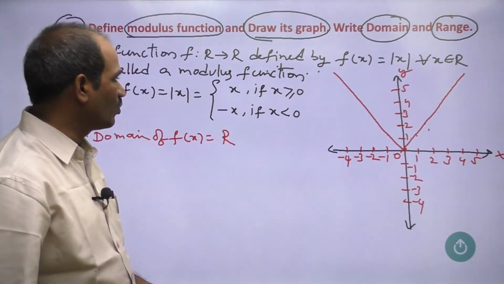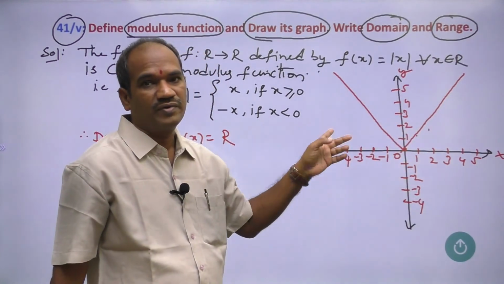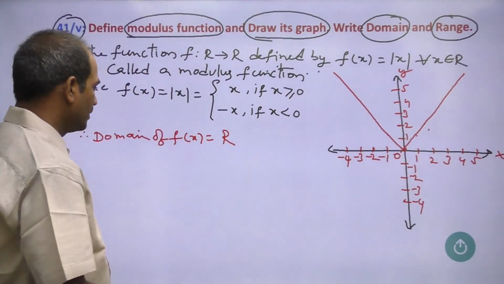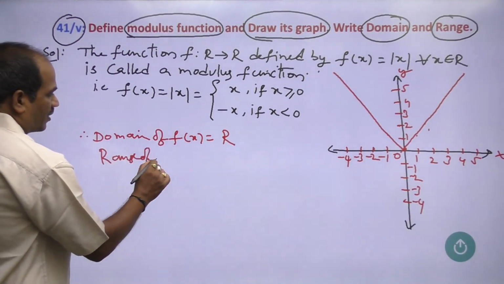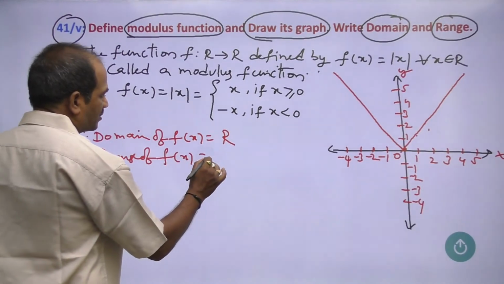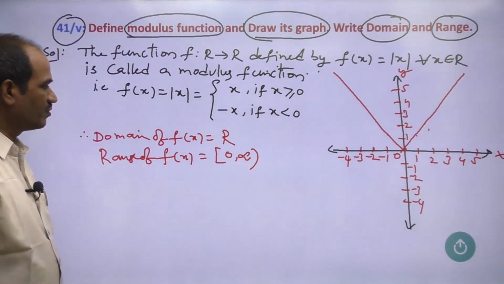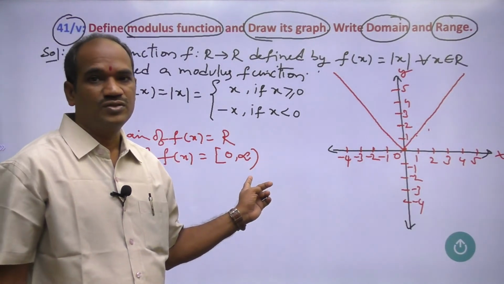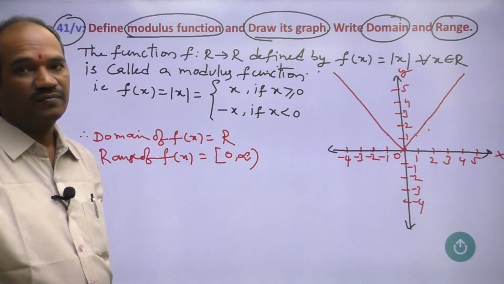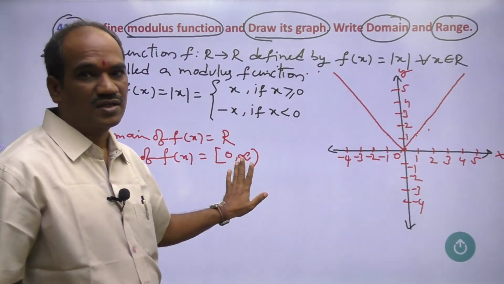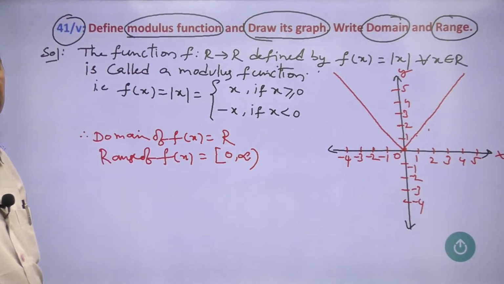Next, the range is only positive numbers, 0 to infinity. These y values are 0 to infinity. So the range of f of x is the closed interval 0 comma infinity open. This is the range value, 0 to infinity, only positive values. This is a 5 marks question, one question compulsory in the final exam. Write this question and practice it one time also.